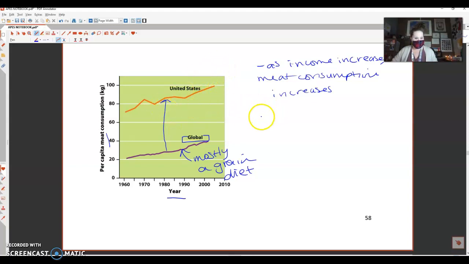So meat production, the problem is, is less efficient than grain production.